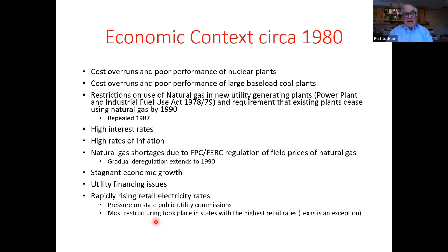Interest rates were very high, which impacted utilities. High rates of inflation, so regulatory lag was a big issue. There was stagnant economic growth. Electricity demand was growing much more slowly than had been forecast. Utilities had financing issues, especially if they were building nuclear plants that were taking longer and costing more than had been anticipated. And there were rapidly rising retail electricity rates, which put pressure on state public utility commissions.